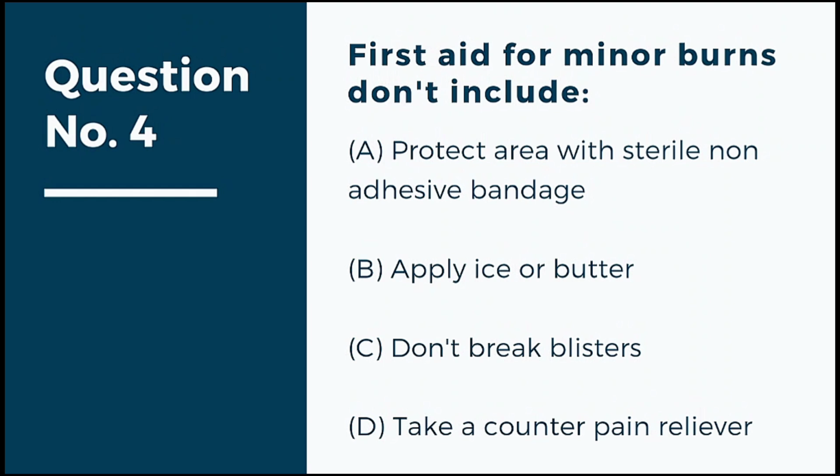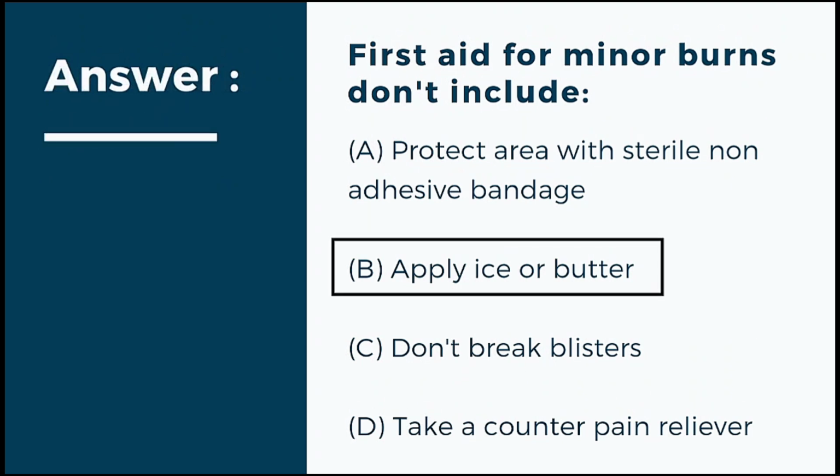Question number 4. First aid for minor burns don't include. Option A, protect area with a sterile, non-adhesive bandage. Option B, apply ice or butter. Option C, don't break blisters. Option D, take an over-the-counter pain reliever. And the correct answer is apply ice or butter.